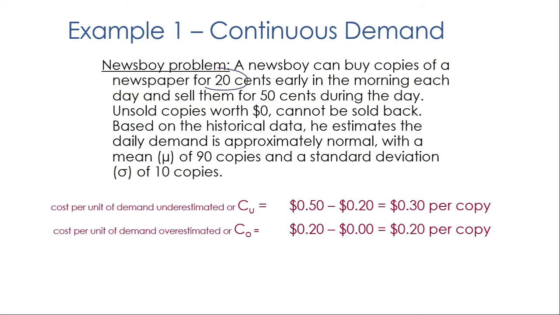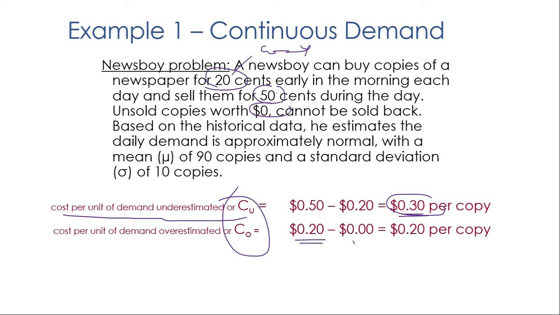Here, to determine the two costs, we need to know the cost, the price and the salvage value. Okay, so this is the cost: cost per unit is 20 cents, price is 50, right? So profit margin per unit is 30 cents. So the cost per unit of demand underestimated, or lost sales or opportunity cost, is 30 cents. Next, cost per unit of demand overestimated is 20 cents. So this is the cost, salvage value is 0.